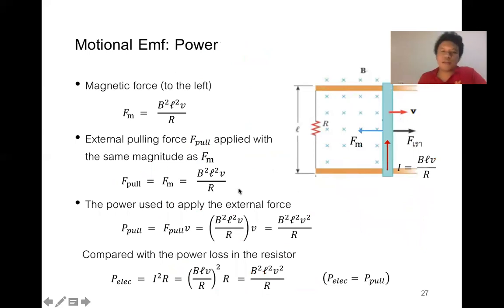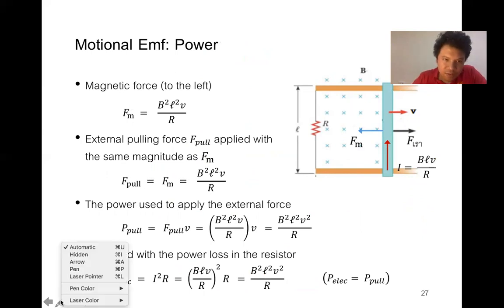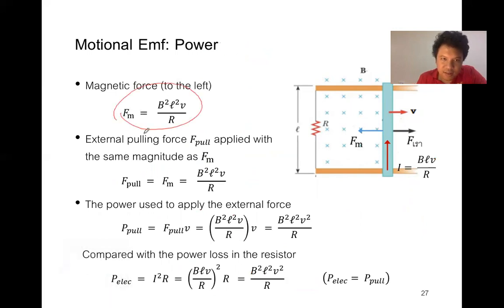Okay, and to derive the relation about the power, we have the relationship that we derived from the last slide: pulling force is equal to magnetic force. And then, how do we calculate the power used to apply the external force, or the power of pulling force?